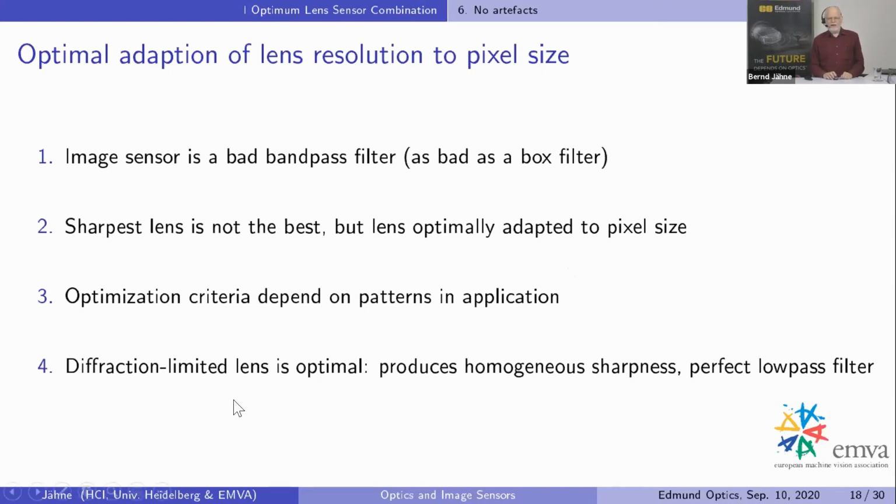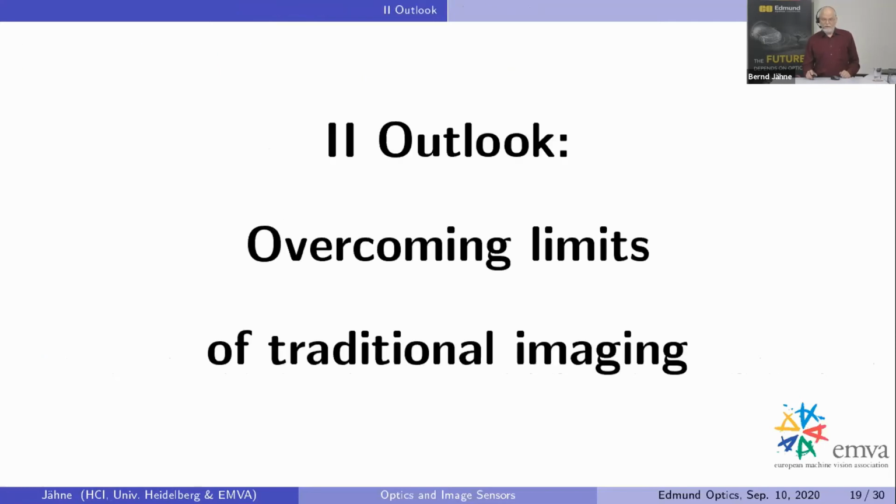An interesting observation is actually if you have a diffraction limited lens, then this is in some sense optimal because it produces over the whole image a homogeneous sharpness. And the lens actually, in contrast to the image sensor, is a perfect bandpass filter. You will probably learn that also in the future demonstrations today. So at the end, I promise you what is going to change in the future, and it is not less than that the limits of traditional imaging will be overcome in the near future.